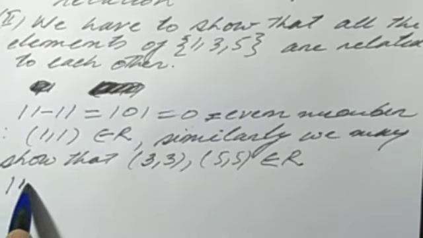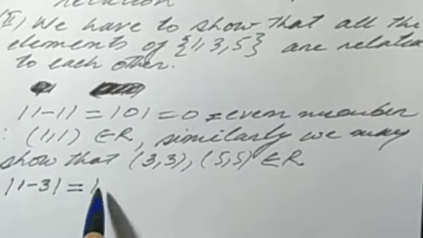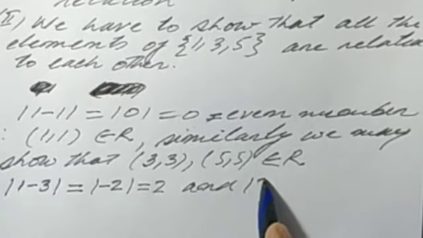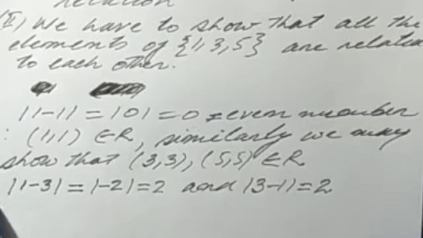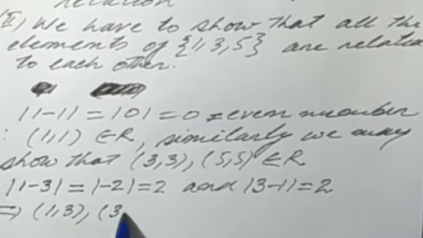So modulus 1 minus 3 is equal to modulus minus 2, that is 2, and modulus 3 minus 1 is also equal to 2. In both ways, this is an even number. Whether we subtract 1 from 3 or 3 from 1, the modulus is equal to 2, which is an even number. So it implies that (1, 3) and (3, 1) both belong to R.